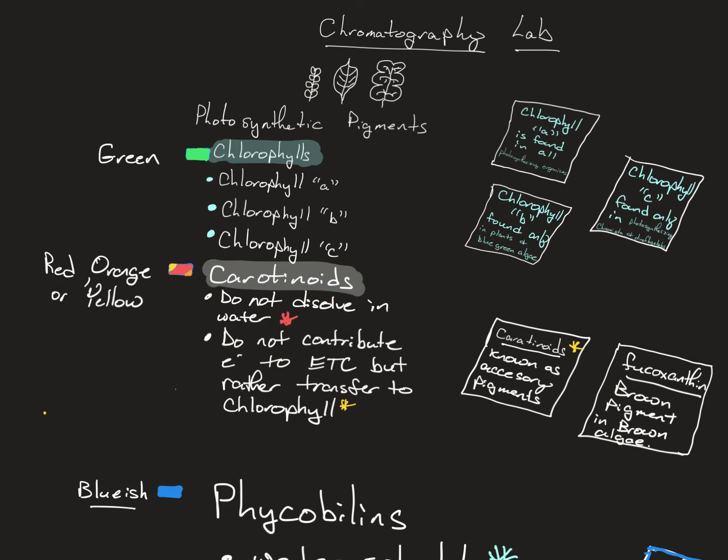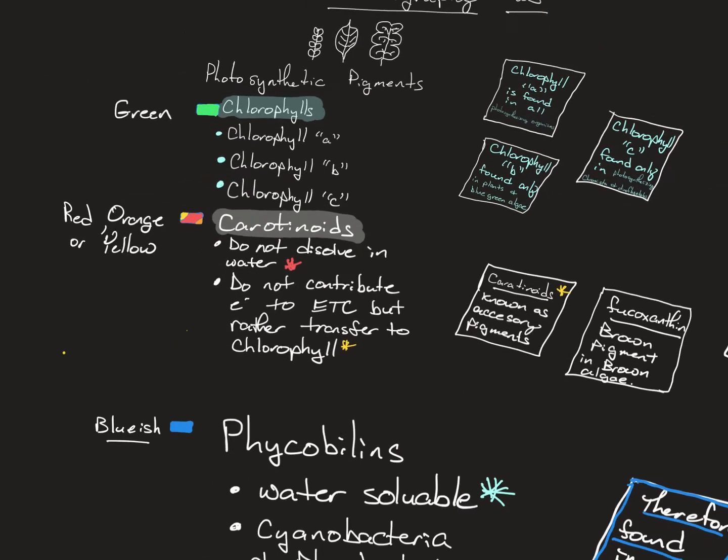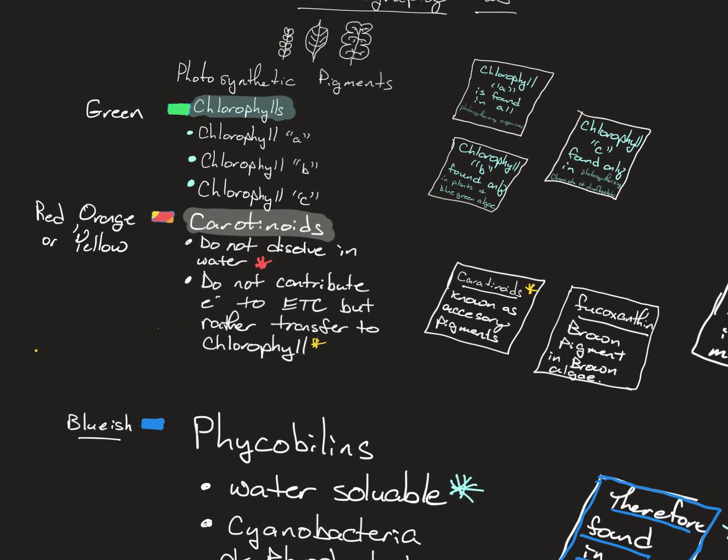So carotenoids indeed are what are called accessory pigments, and they're found in the membranes because they don't dissolve in water, so they're found in the membranes of the chloroplasts or the algae. One of the carotenoids, fucoxanthin, gives a brown color, interestingly, and that brown color gives brown algae, which looks like kelp in the oceans. It is kelp in the ocean. It gives brown algae its color.